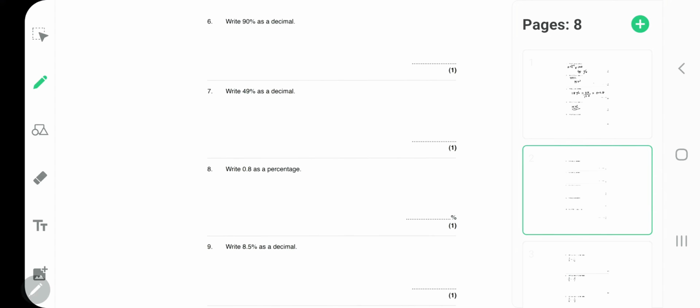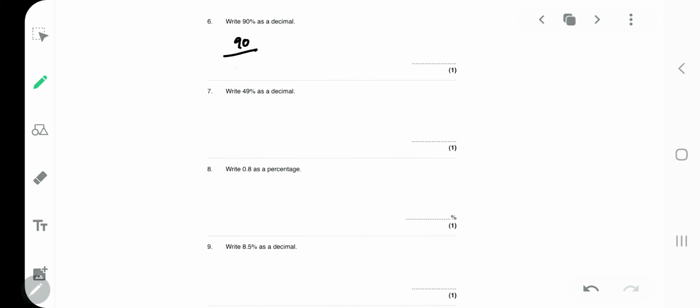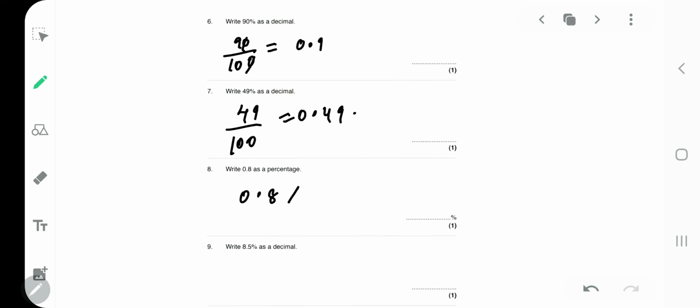Next we have write 90% as a decimal. We have done 90%, and that means 90 upon 100. You want to convert into decimal, so that will be 0.9. Write 49% as a decimal, so 49 upon 100, so that will be 0.49. Write 0.8 as a percent, so you have to multiply with 100 and shift your decimal two places towards right. Next is write 8.5% as a decimal, so 8.5 upon 100. So if you have division, your decimal will shift two places towards left, so that will be 0.085. Clear?